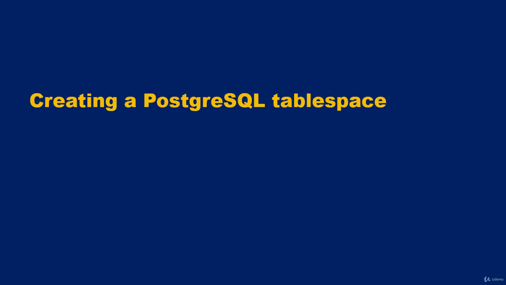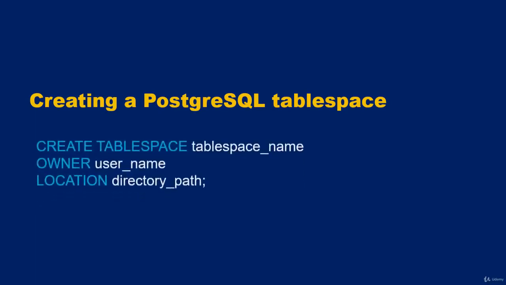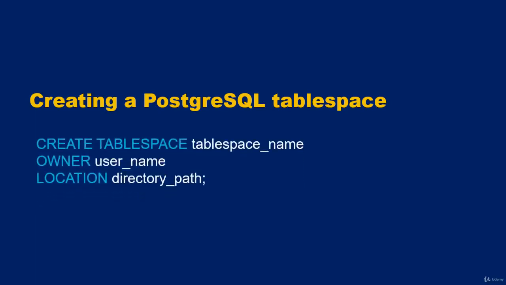Hello there. In this video, I'll be showing you how to create a PostgreSQL tablespace. To create a tablespace in PostgreSQL, you have to use the create tablespace statement. So something like this. You start with create tablespace followed by the name of the tablespace. You specify the owner and then you specify the location where the tablespace is going to be created.